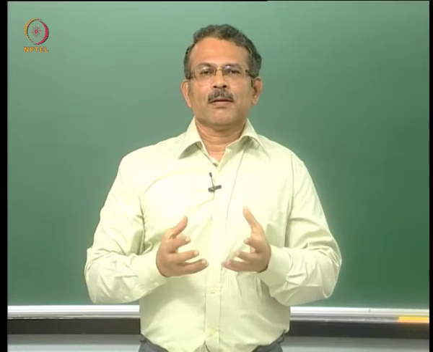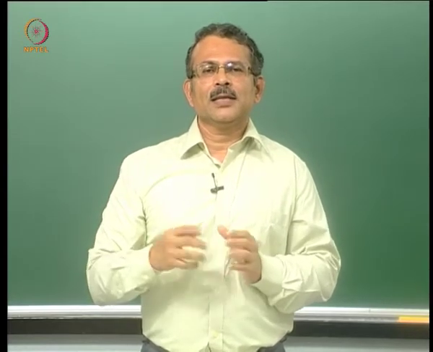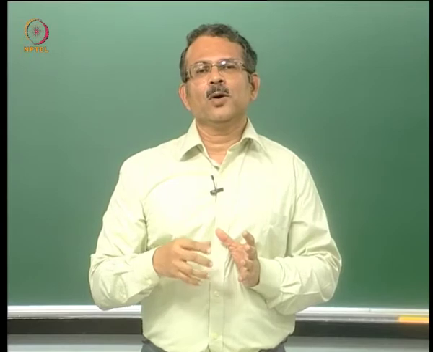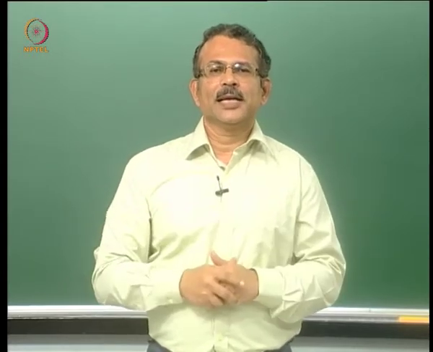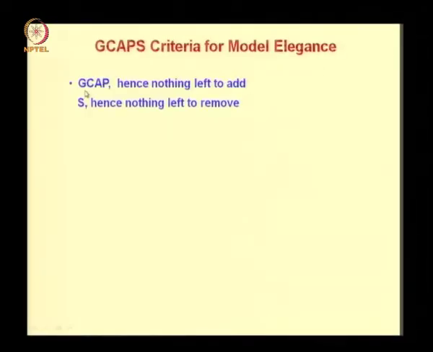Now what is the definition of elegance? A thing is said to be elegant if there is nothing more left to add and nothing more left to remove. So nothing left to add, nothing left to remove, that thing is said to be elegant. Coming to the model, a model which satisfies GCAP, general, reality, continuity, accuracy and physical basis, if it has all this, then nothing left to add, and if it has simplicity, then nothing is left to remove, and therefore the model is elegant.